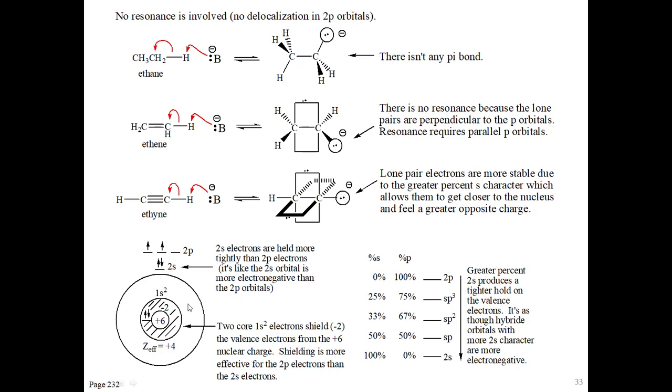So just again, to remind you, we have the one shell, the two electrons that shield the +6 nucleus, so we say carbon Z effective is +4. When we fill electrons into the 2 shell, we fill them into the 2s first, because they're held tighter, just like an oxygen holds electrons tighter. And then we start to fill into the 2p. So the more s character we have, the more electronegative the orbital, the more stabilizing the minus.